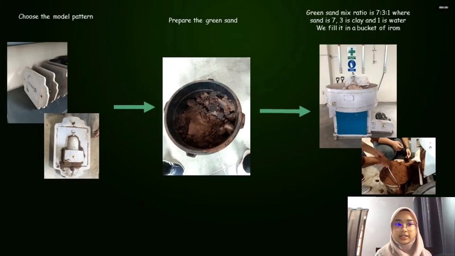As we can see in the first picture on the slide, we must choose one pattern to make the final product, and we decided to choose the bell pattern. The second step is to prepare the green sand, and the green sand should be mixed with 3 things, which are sand, clay and water. The ratio is 7:3:1, where sand is 7, clay is 3 and water is 1, and we will mix evenly.